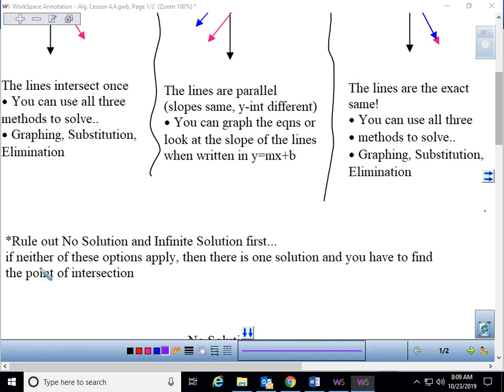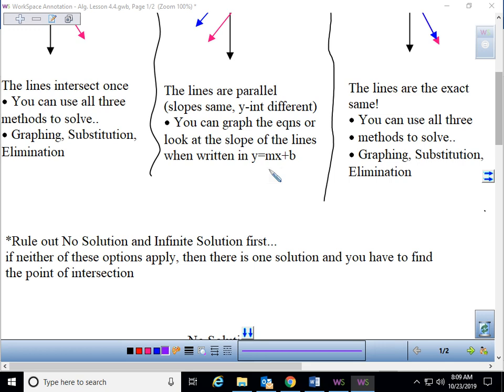And now you'll have different answers you could have. You could have one solution, no solution, or infinite solutions. And it's kind of hard to figure out where you should start. Well, the first thing I recommend is to rule out if you have a no solution or an infinite solution first, because if you have one of those, then you're done. You don't have to worry about it because those don't take a lot of work.